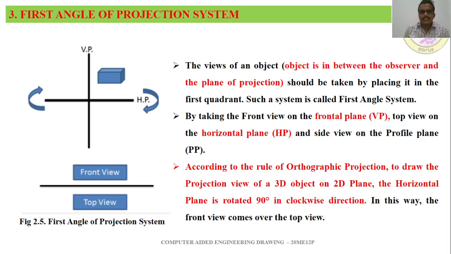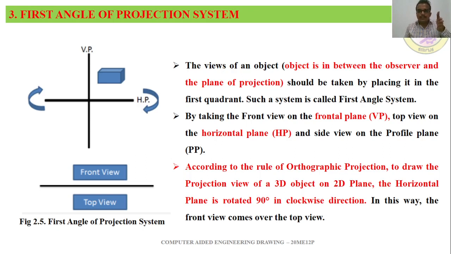In the image you can see we have the vertical plane, the horizontal plane, and in between the vertical plane and the observer we have the object. The front view is above the XY line and the top view is below the front view, or below the XY line. Now we'll understand what the first angle projection system is. The object is in between the observer and the plane of projection.